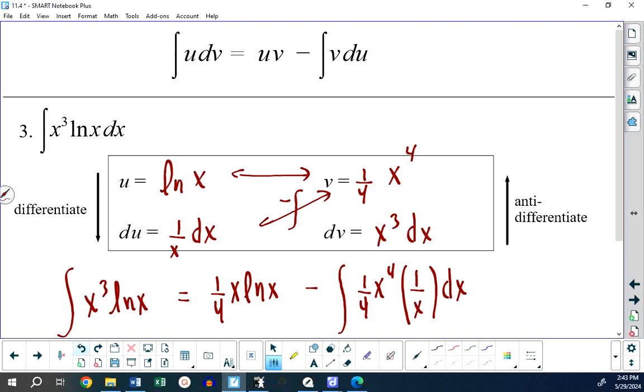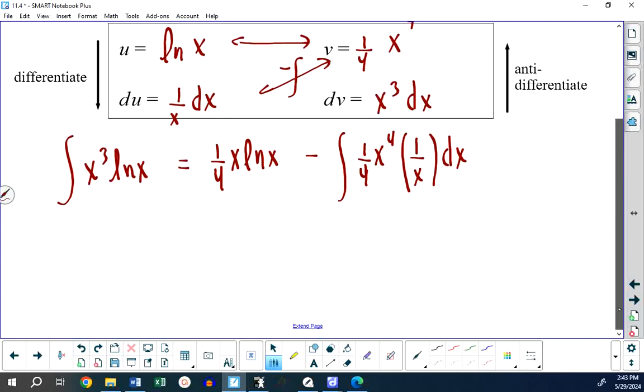You know, I would say to you, once you get involved in this technique, you're just following the steps. You're not worrying about what's going to happen or why it's going to happen. What do I get? I get 1/4 x ln x minus 1/4 times the integral of x cubed dx. The x to the 4 over x. Yep. Why'd you just put 1/4x? Where's the exponent of 4? Because on v, it's 1/4 x to the 4.